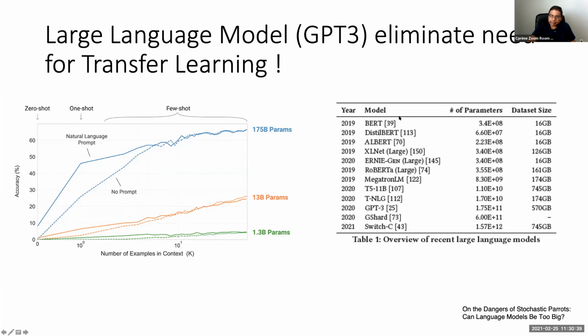And so as these models are increasing, they are getting to a point where they are eliminating the need for transfer learning. And what do they mean by eliminating the need for transfer learning? They have become so good at pattern recognition that you don't need to train the model to recognize a pattern. You can just give 3 or 4 examples.